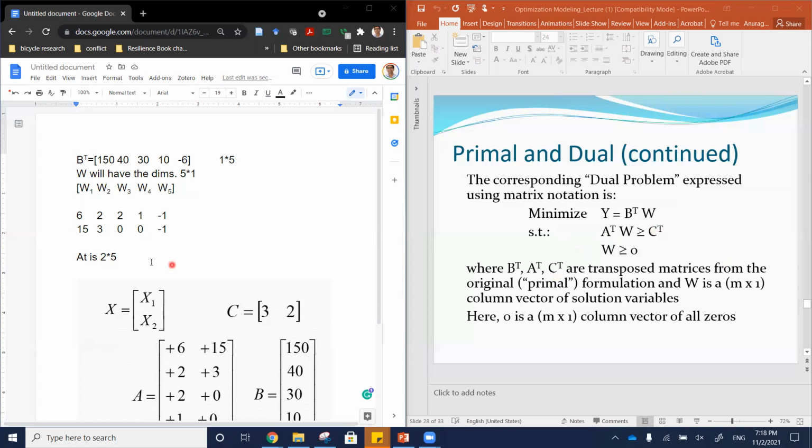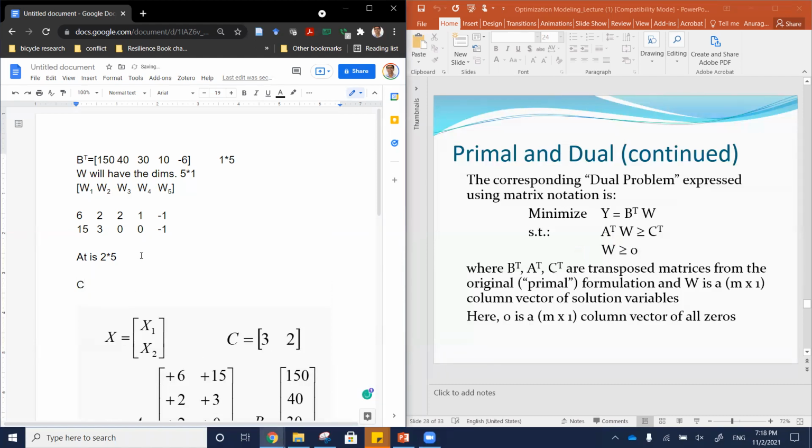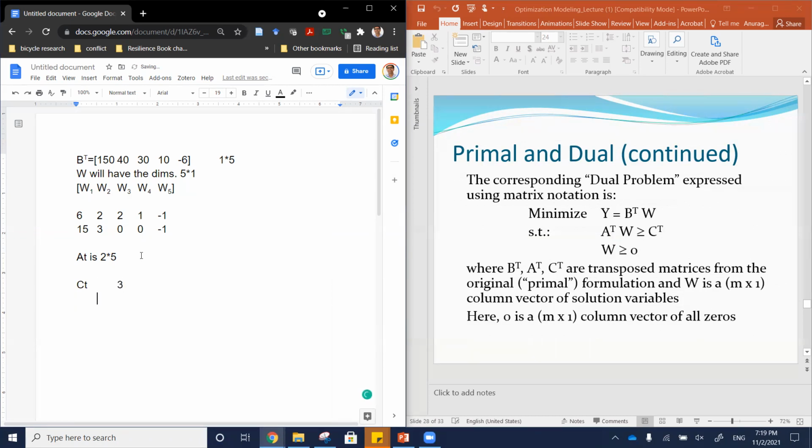And C transpose. Does C transpose have that dimension? What does C transpose look like? My C transpose will look something like this. It'll be 3 and 2. Okay. So this is what my C transpose will look like. Make sense? Questions about this?